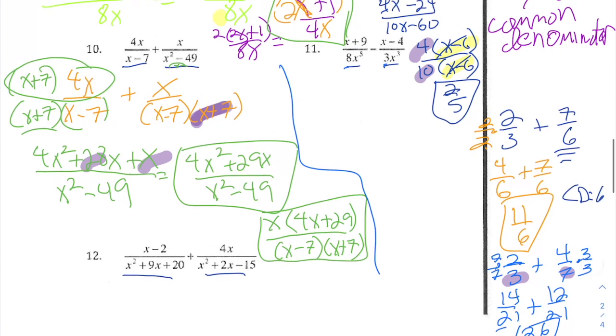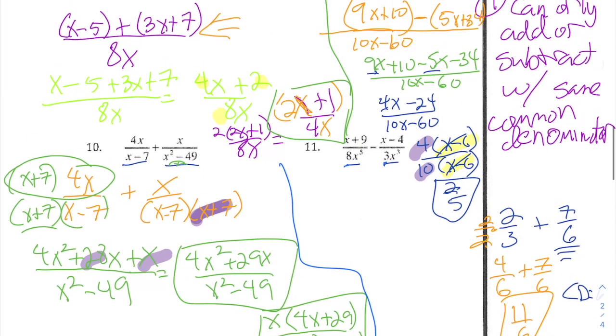Okay? Well, that's the same idea here. 8 and 3 don't have common factors, but the least common multiple between 8 and 3 is 24. And the way I could get that is by multiplying this by 3 and this by 8. However, there's more. This is x to the 5th, and this is x to the 3rd, so this is also missing two factors of x. So now I have to multiply that. Let me just rewrite it so it's a little bit neater: x plus 9 over 8x to the 5th minus x minus 4 over 3x cubed.